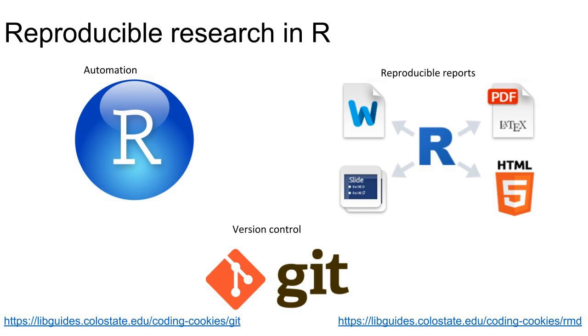RStudio has tools that make it easier to make your analysis reproducible. In this workshop, I'm going to discuss using RScript, Git, and RMarkdown. I won't be going into depth about the mechanics of using these tools here. There are some workshops in the Coding and Cookies series that get into the specifics of using R with RMarkdown and Git. In this video series, I'm planning to do an overview of what these tools can do and how they fit into a reproducible research workflow.